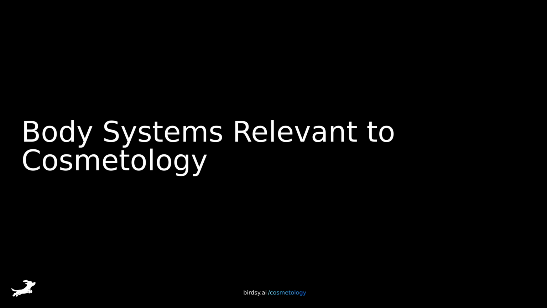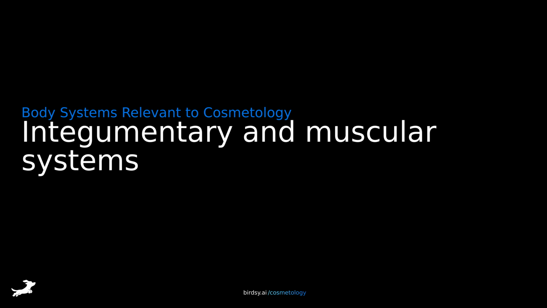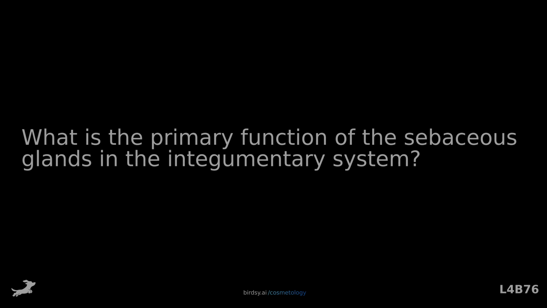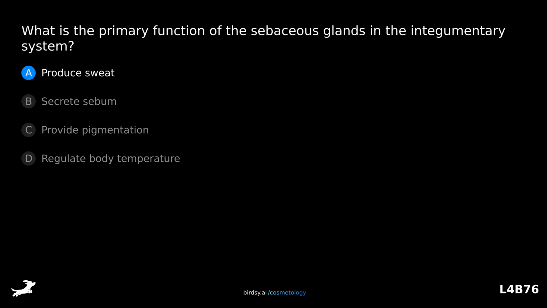Body systems relevant to cosmetology: integumentary and muscular systems. What is the primary function of the sebaceous glands in the integumentary system? Is it A, produce sweat, B, secrete sebum, C, provide pigmentation, or D, regulate body temperature? The answer is B, secrete sebum.